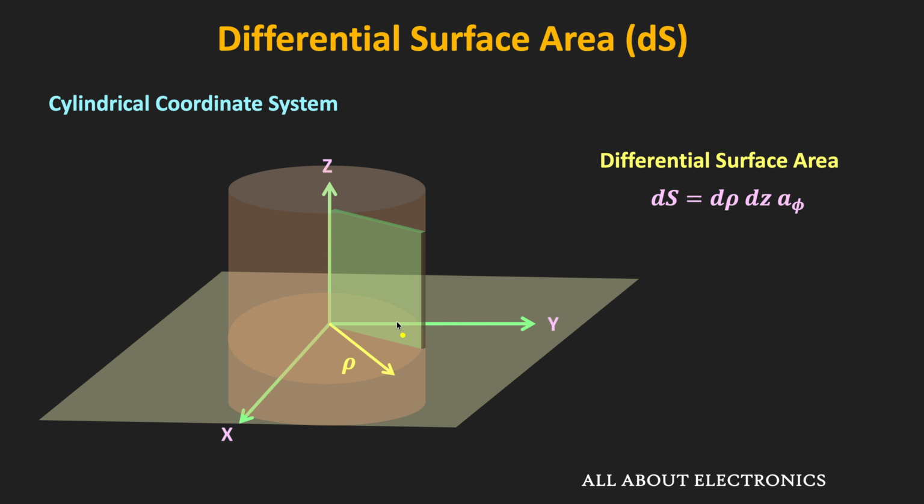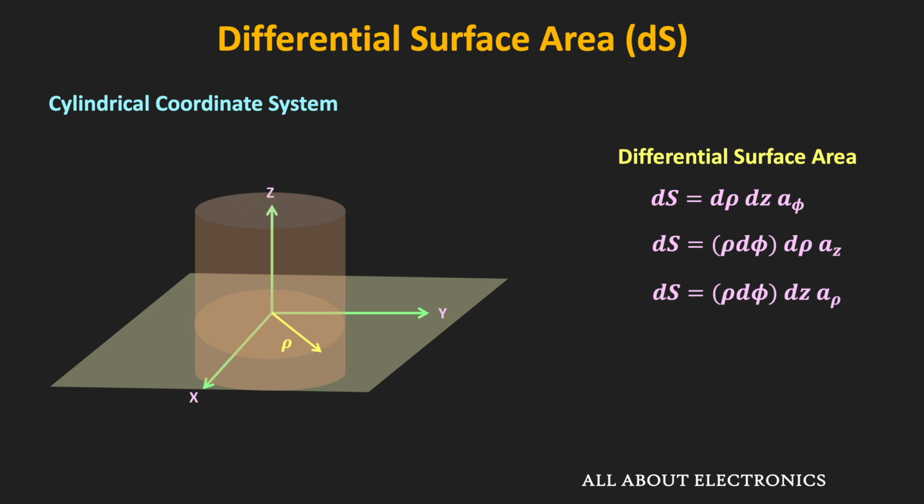Because this plane will point in the direction of the a phi. So in this way, these are the expressions of the differential surface area in the cylindrical coordinate system based on which variable is kept constant. And as we have seen, it can be easily found by using the expression of the differential length.